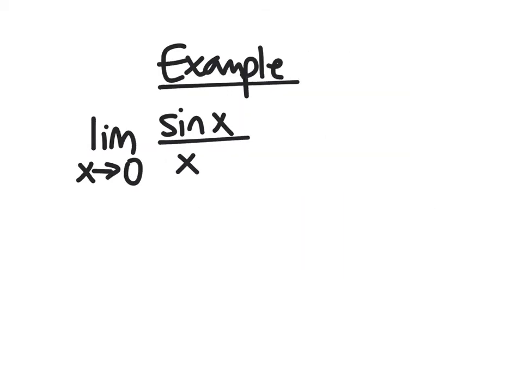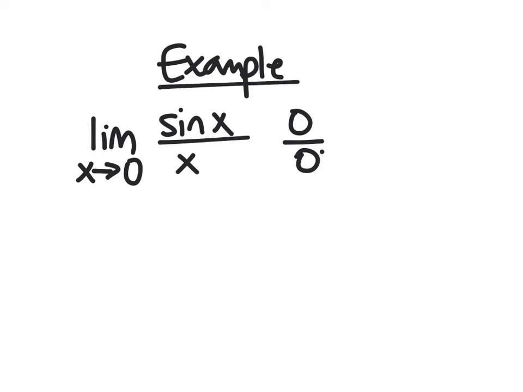So let's consider this example. You could take a graph or something like this and see what's going on. Essentially we're dividing by a really small number and maybe getting really big, but at the same time we're oscillating, and so we don't really know what happens. And this is a 0 over 0 form. Sine of 0 is 0, and x at 0 is 0.